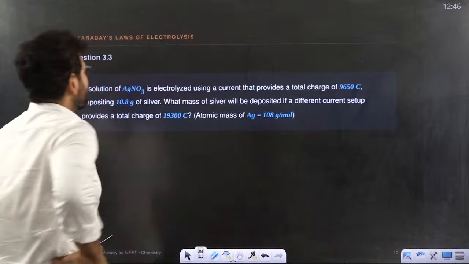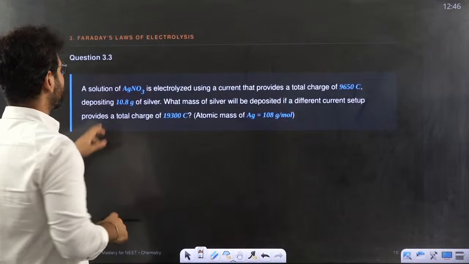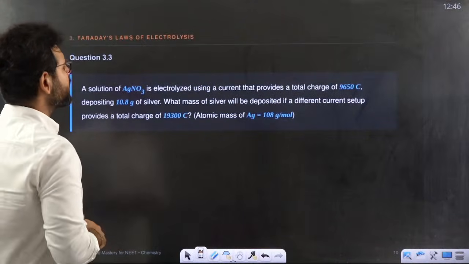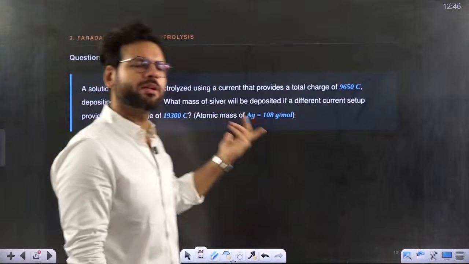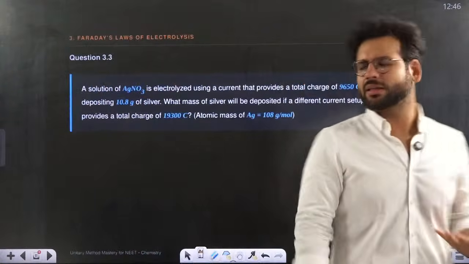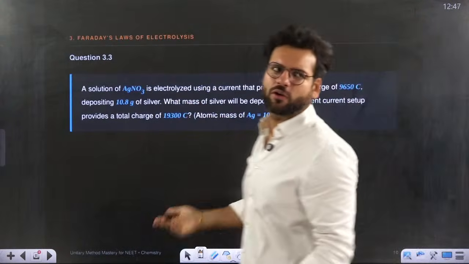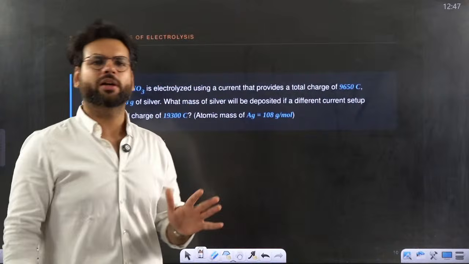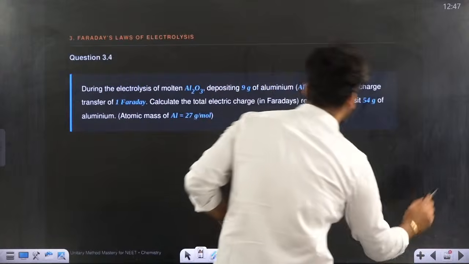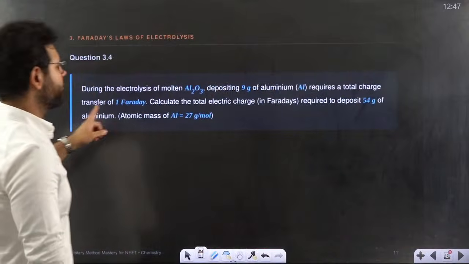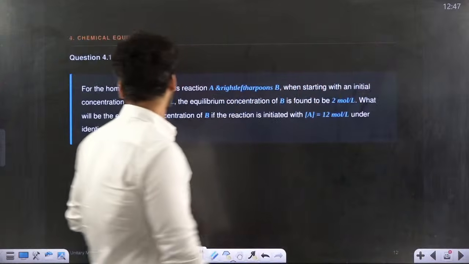A solution of AgNO3 is electrolyzed using a current that provides a total charge of 9650 coulomb, depositing this much silver. What mass of silver will be deposited if the current setup gave some other charge? It's also a simple question, the same type, just they are doubling the amount of current, so the amount of silver will also get doubled. Again from aluminium, same to same questions, I have taken a few of them.